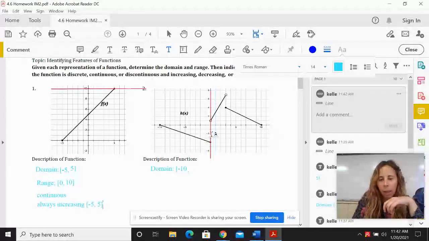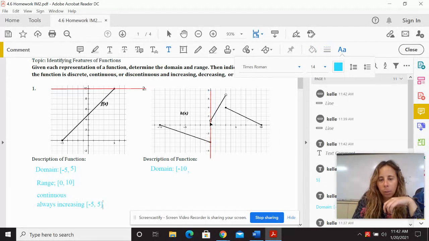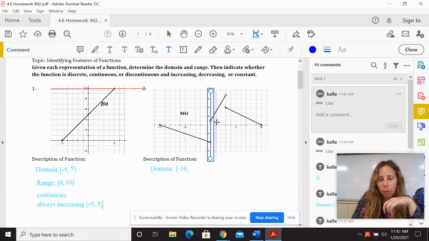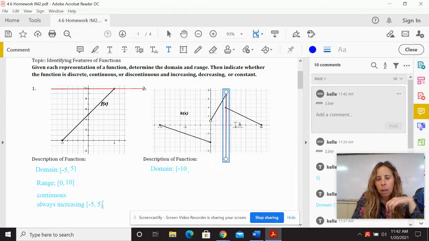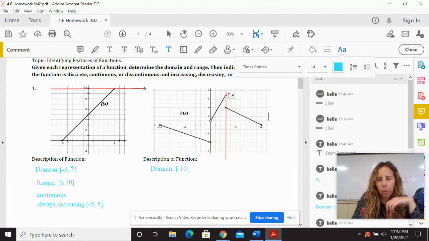Let me grab my line again. Okay, we're going. We always hit a point. So same thing here. There's a hole there, but this is x equals 3. So we're good. It's filled in here. So x equals 3.